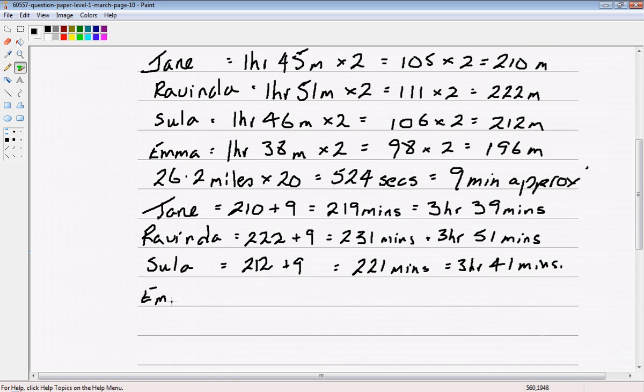So if we just scroll a little bit more, we have Emma's time, and she has 196, plus 9, again because she's running the same 26 miles, which would give us 205 minutes, and again this would give us 3 hours, because that's 180 minutes, and 25 minutes.